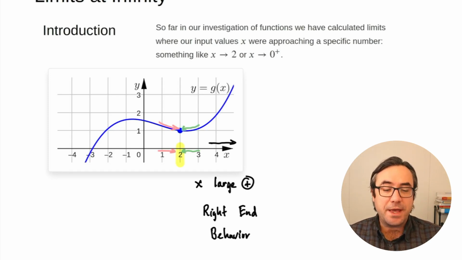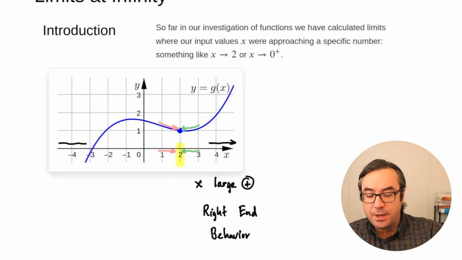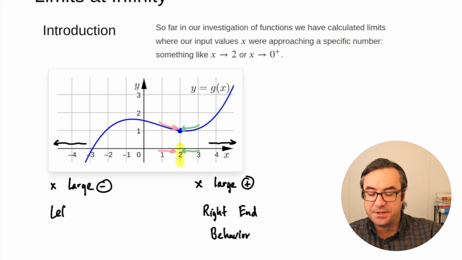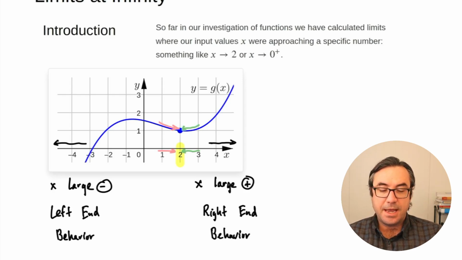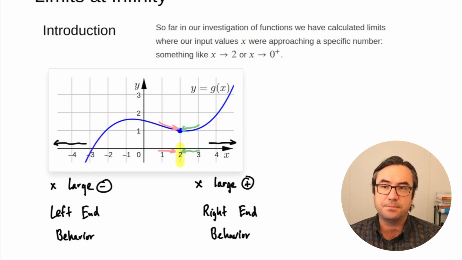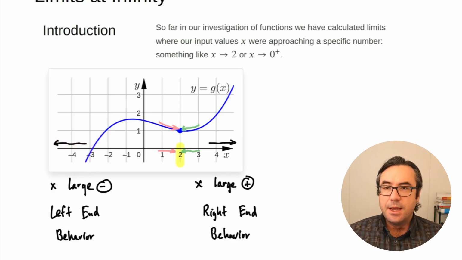Well, we could go in that direction. We can also go in the opposite direction. So we can let x get large negative. So that's going to be the other direction we can consider. And we'll call this the left end behavior. And so what we're going to do is watch what happens as we use larger and larger negative values. And we're going to see where our function looks like it's going. And this is a new type of limit.